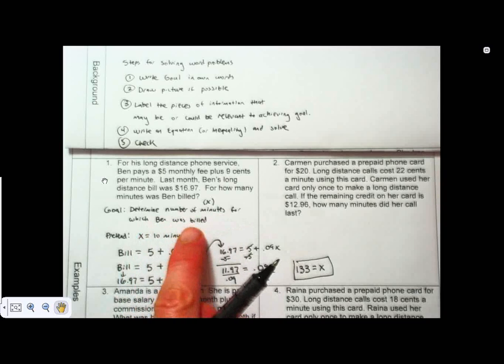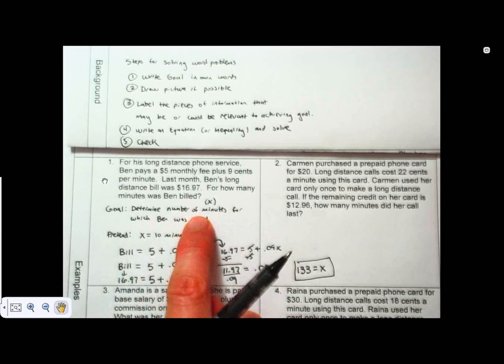And now the question is, have I answered the question? Well, my goal was to figure out the number of minutes for which Ben was billed, and remember the number of minutes is what I called X. So I have figured out what number X stands for, and I am all done.